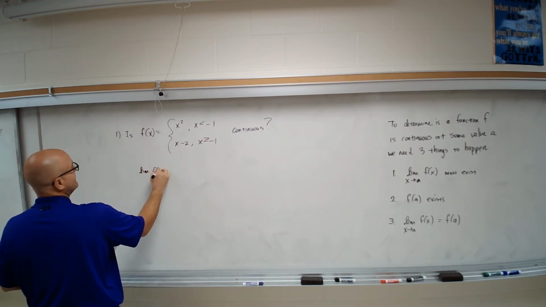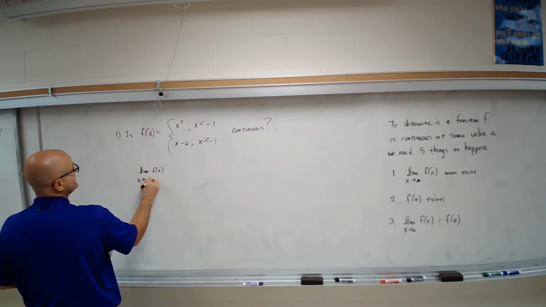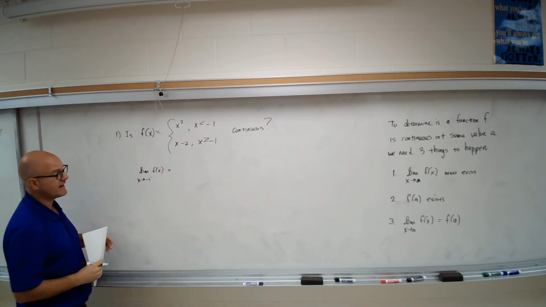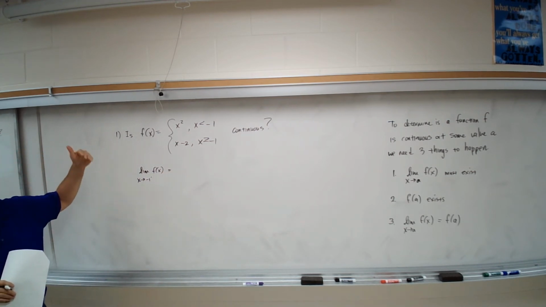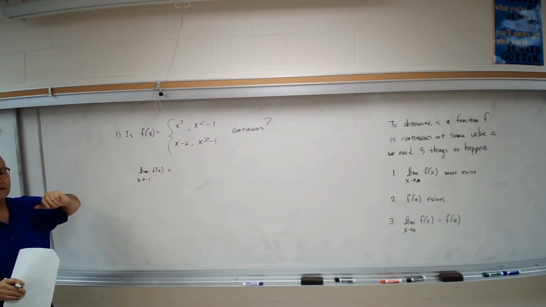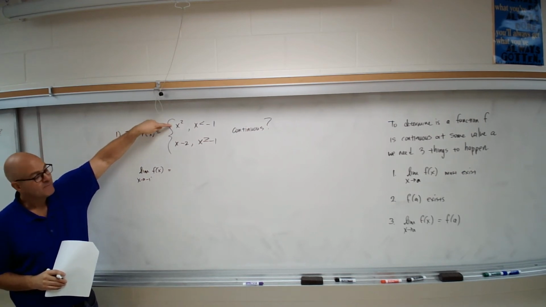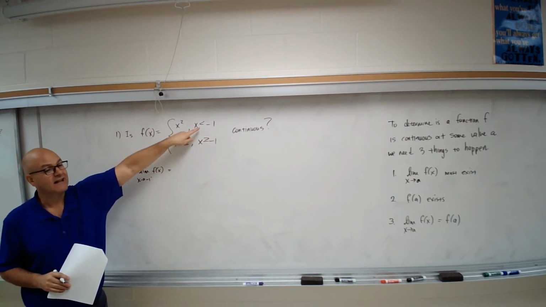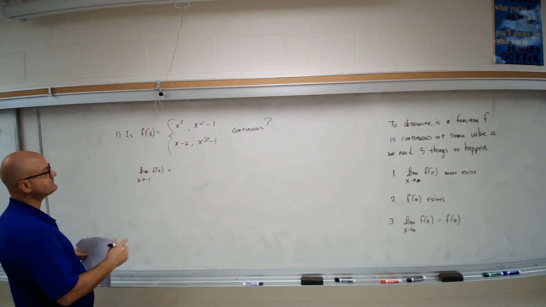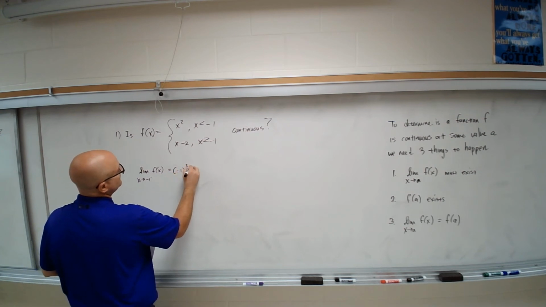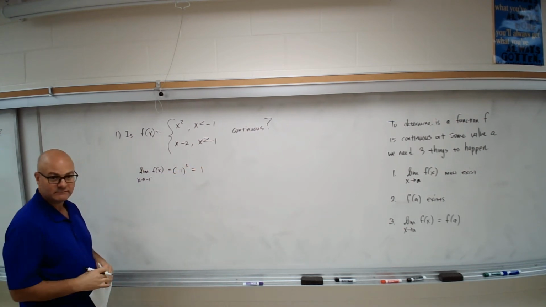So for our first step, I'm going to find the left-hand limit as x approaches -1 of f of x, because if the left matches the right, then we know we have a two-sided limit. Okay, so if we're coming at this from the left, we're going to use this top equation, aren't we? Because we want to go where it's less than -1. That's the left. So we get (-1) squared, which gives us 1.